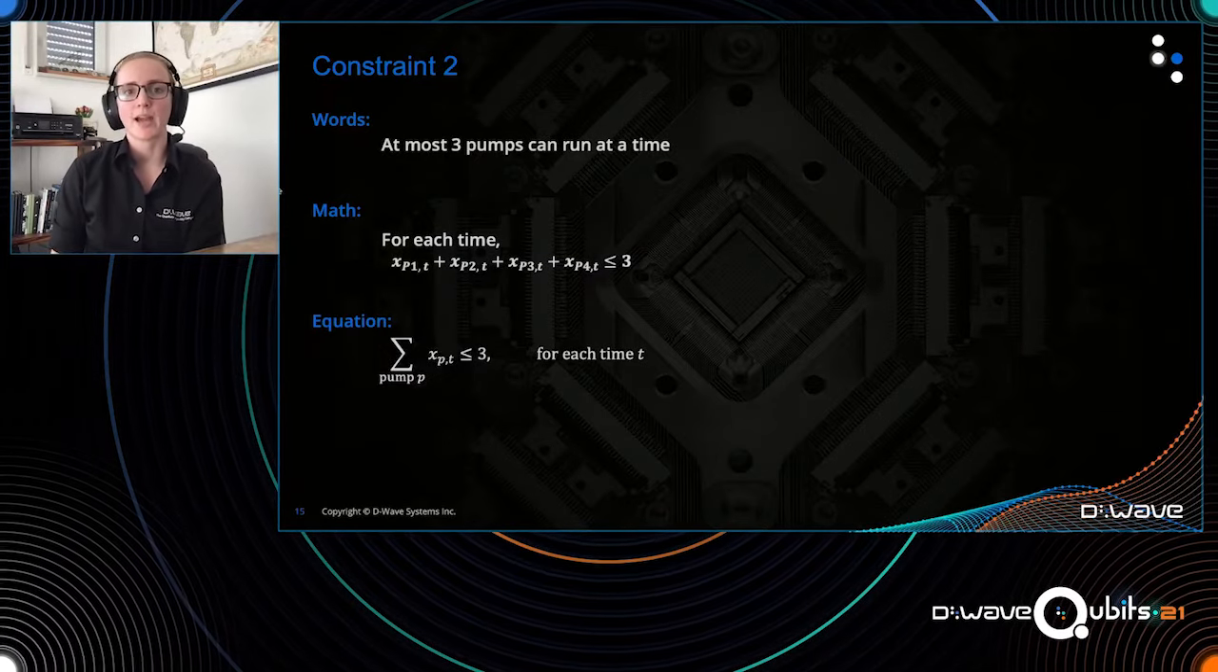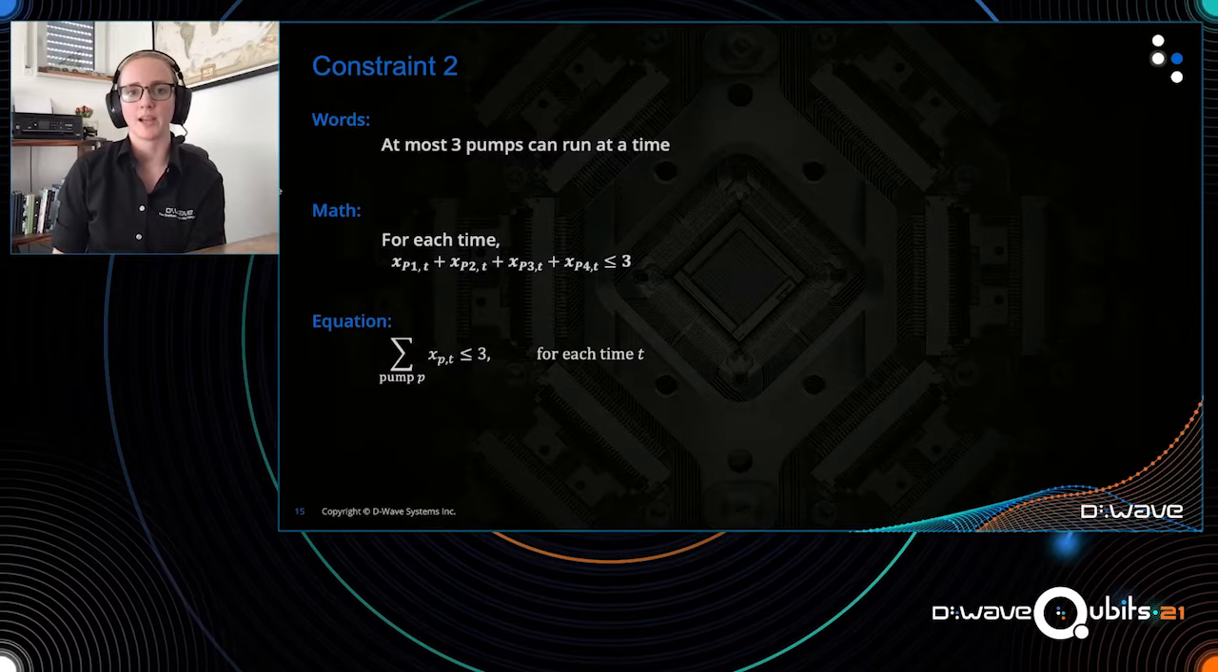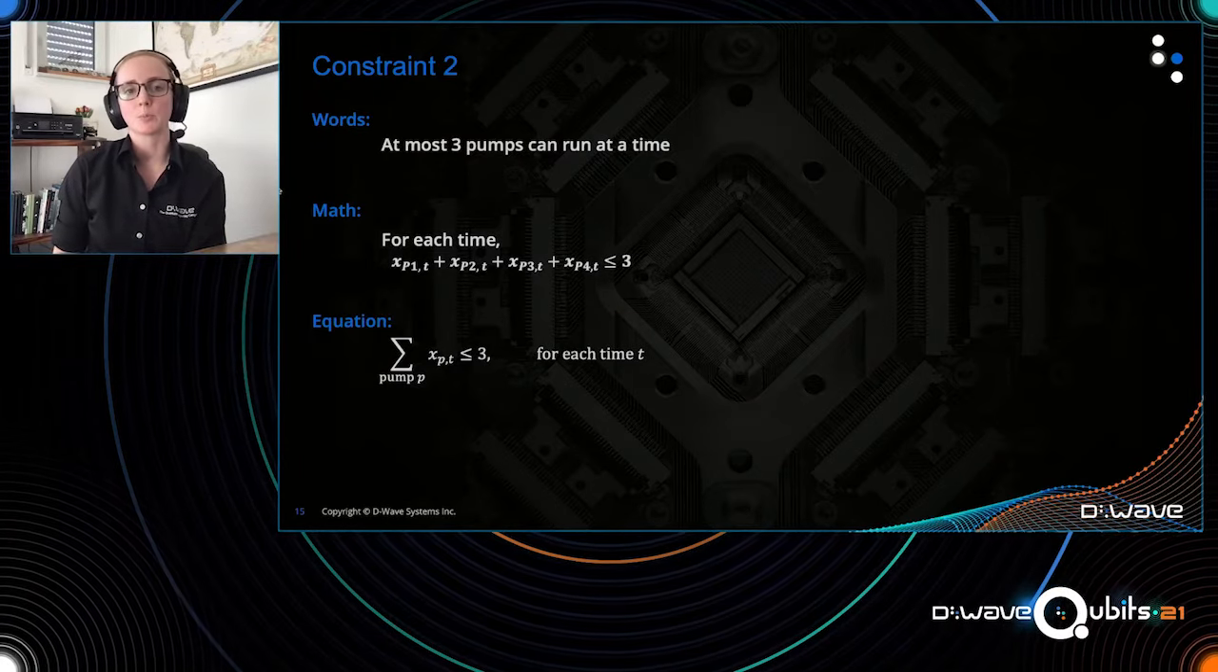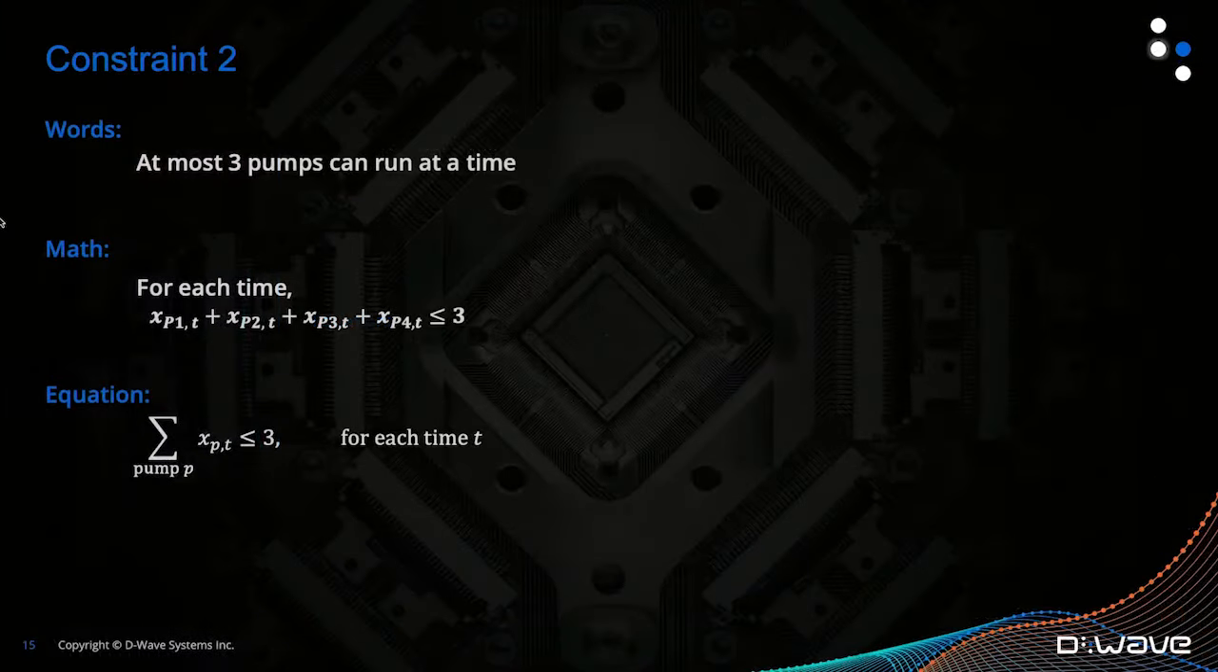Now for constraint 2, we have that at most 3 pumps can run at a given time. So now instead of looking at each pump's binary variables, we're going to look down those columns at the times. For each time, let's say morning, we need pump 1 plus pump 2 plus pump 3 plus pump 4. That can be either 1, 2, or 3, or even 0, but it definitely can't be 4, right? We can't have all 4 pumps running at the same time. So this summation of these binary variables should be at most 3. For each time slot, in this case, we just have 2. We have the morning and the afternoon.